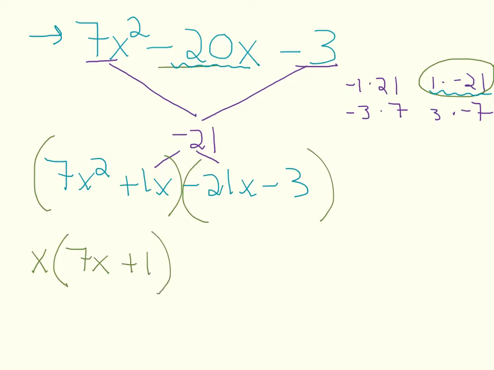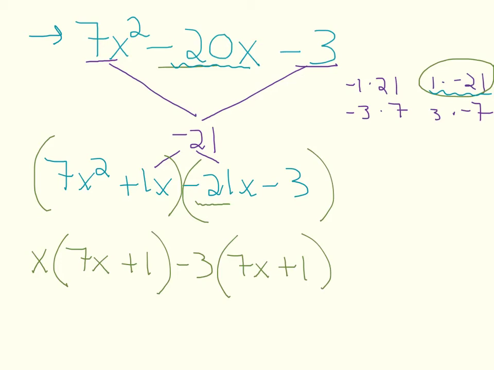Alright, so now the second binomial, we need to factor the greatest common factor. If this number is negative, then you need to make sure to factor out a negative. And these two terms both have a common factor of negative 3. So if you divide both of those terms by negative 3, negative 21x divided by negative 3 is a positive 7x, and negative 3 divided by negative 3 is a positive 1.